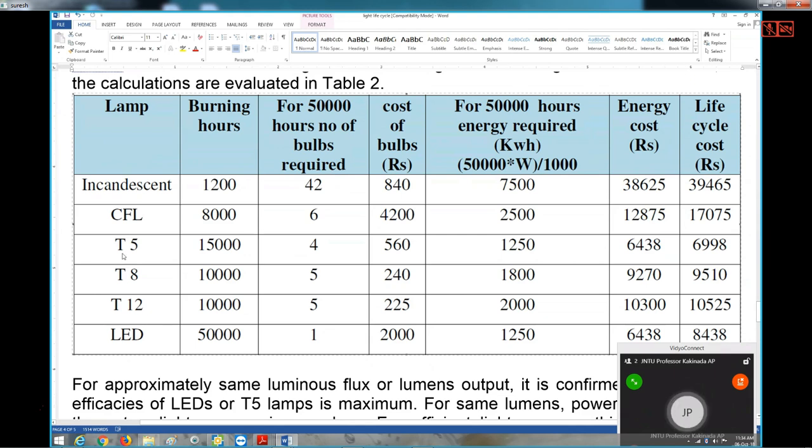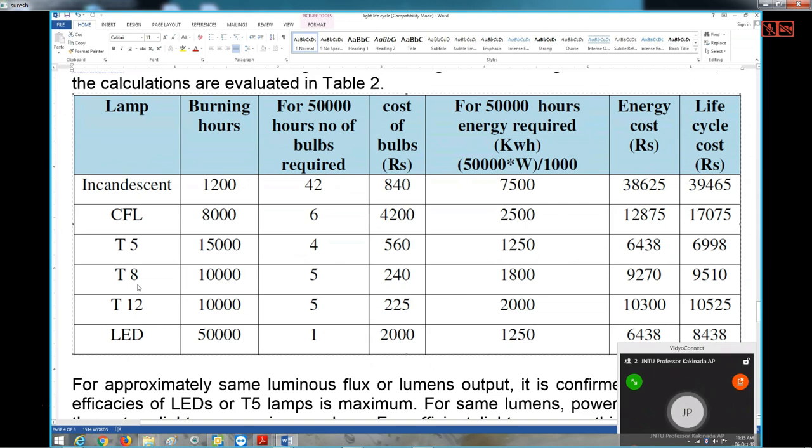Coming to the tube light, which has a different length compared to the normal one. So the T5 tube light, a fluorescent tube. Burning hours is 15,000. In order to have 50,000 hours of operation, the number of bulbs required is 4. The cost of these 4 bulbs is 560 rupees. Then for 50,000 hours of operation, the energy required is 1250. Then the energy cost is 6,438 rupees. The life cycle cost is 6,998 rupees.